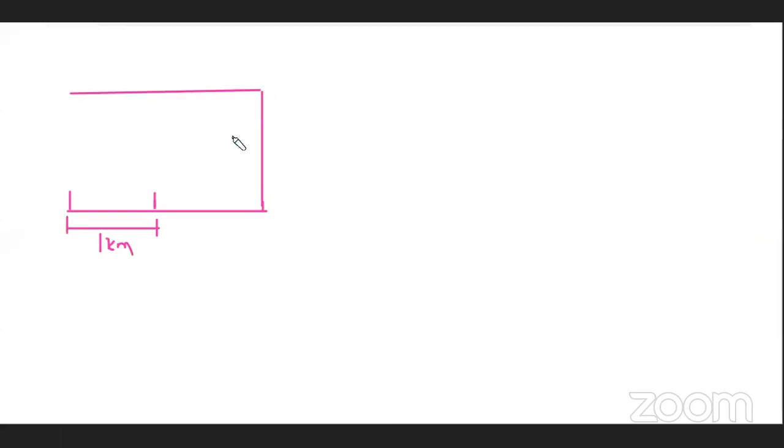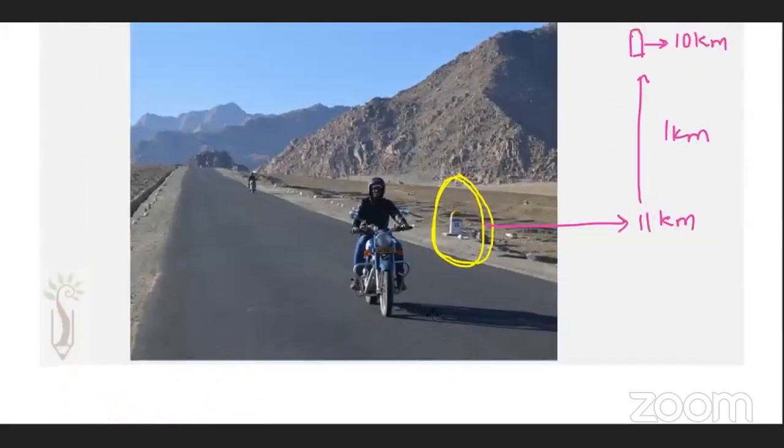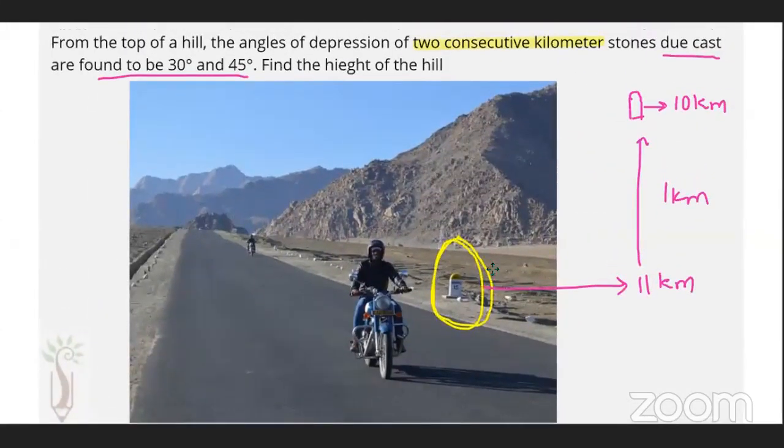Now the angle of depression. I didn't read that. Please draw this much, then we'll read the question. Okay, let's go back to the question. I didn't read the angle of depression. I don't remember actually. 30 degree and 45 degree.